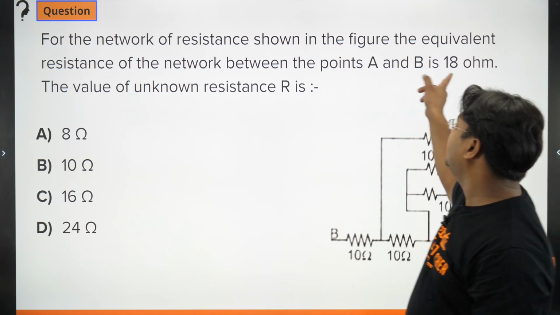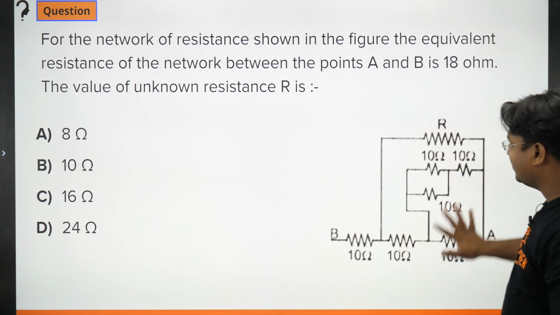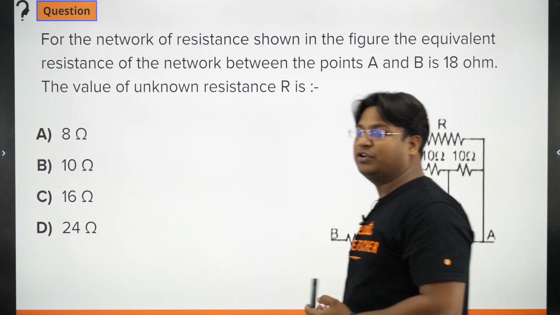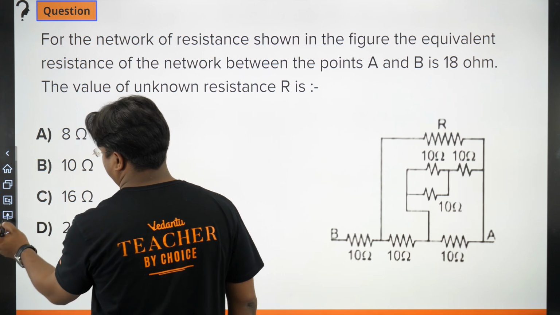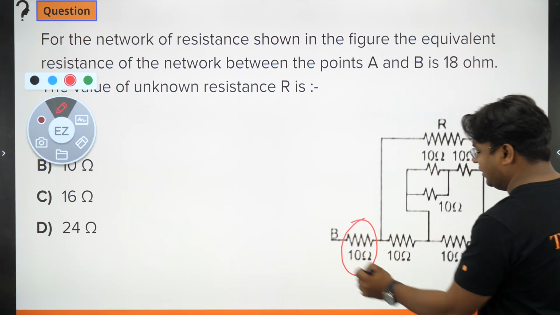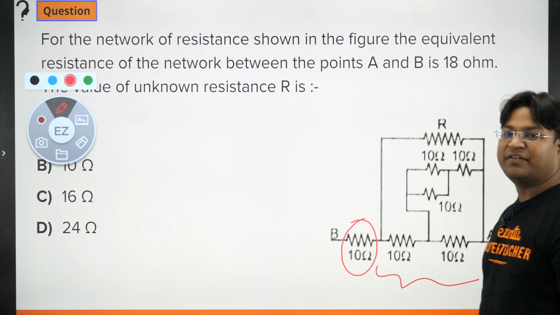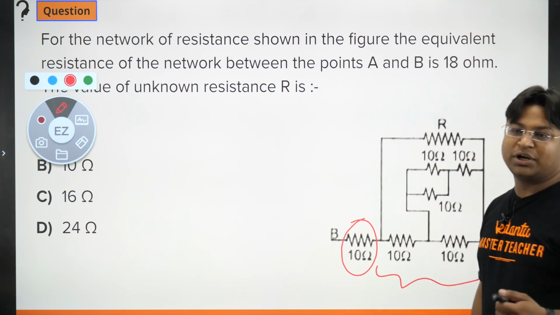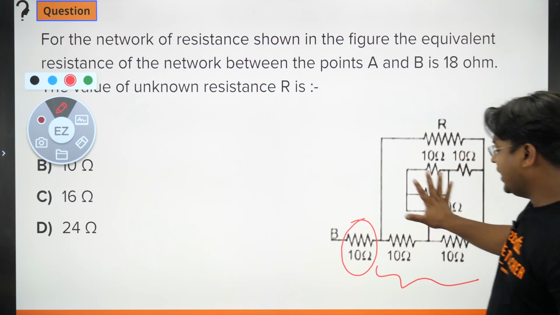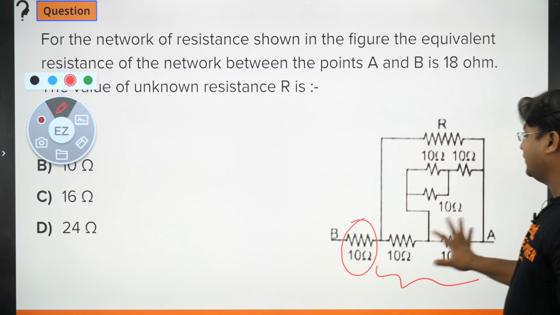So the equivalent value is given to be 18 ohm, and whatever equivalent this particular network will have, we are going to add 10 to it, and that will give us the equivalent value of 18. This 10 plus something will become 18, so this something must have a value of 8 ohm. I hope you agree with my logic. Let's say the equivalent value of this entire circuit is X. So X plus 10 is going to become 18, so X should be 8 ohms.